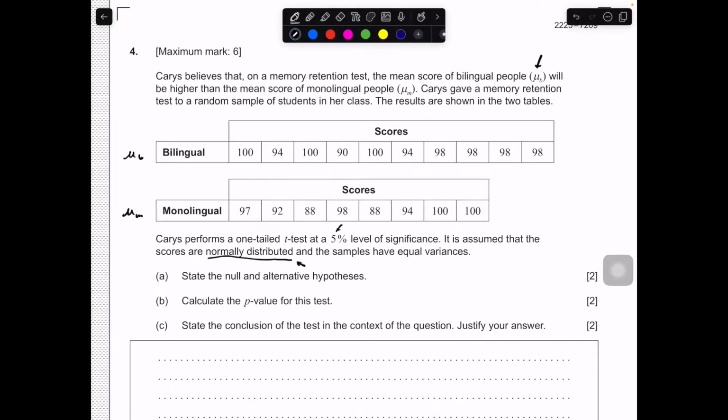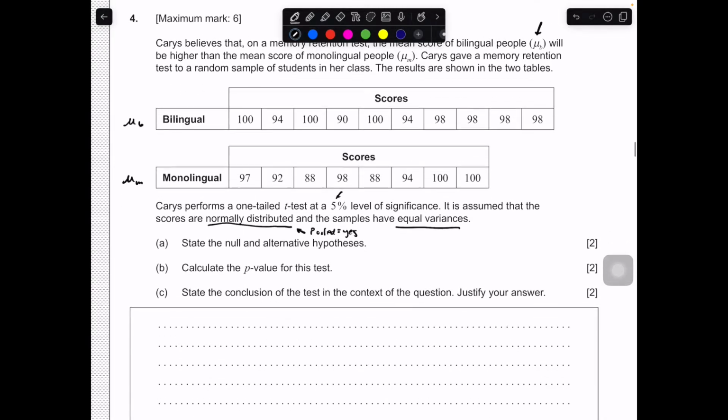This is essentially saying pooled equals yes. This is generally the case actually for all AI. At the end you put pooled is equal to yes. And the samples have equal variances. State the null and alternative hypotheses.